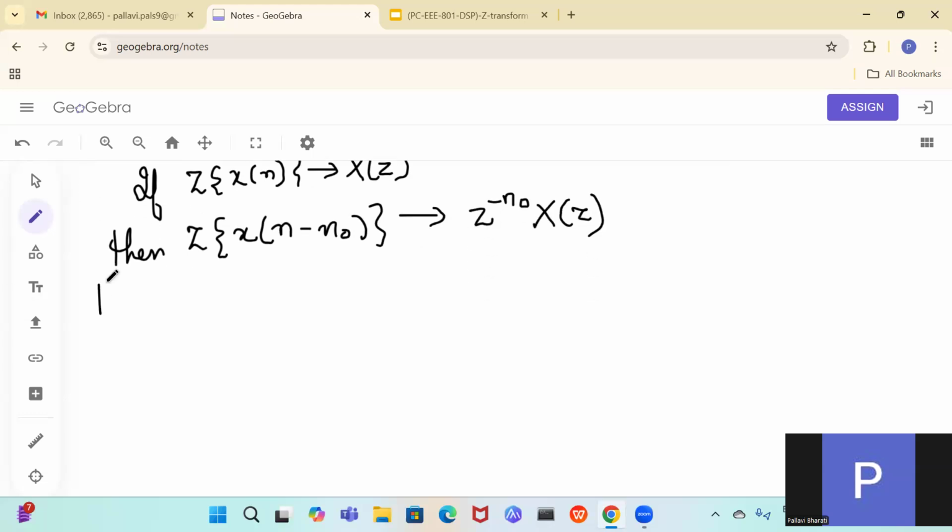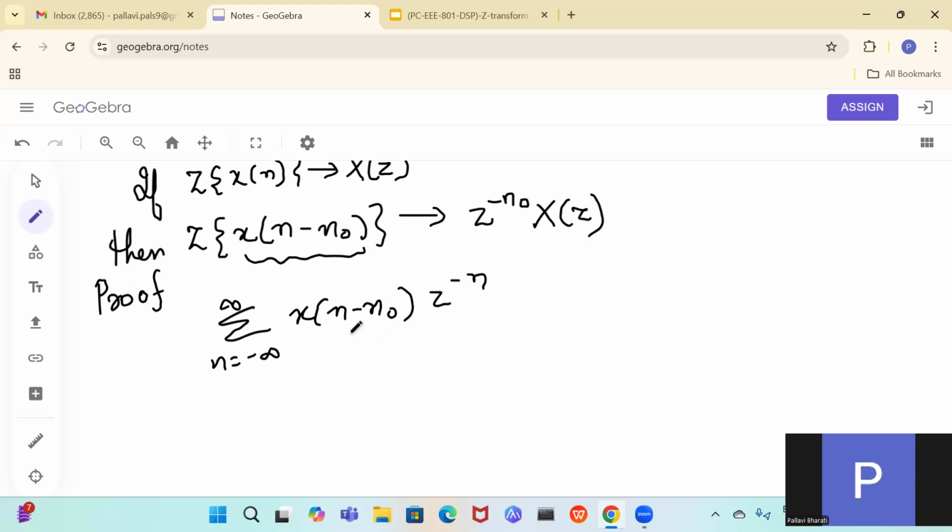So what is your signal right now? Actually, it is x of n minus n naught. So the summation for n equals minus infinity to infinity of x of n minus n naught z to the power minus n. Now you have to keep this as one new variable p. So let us take p equals n minus n naught.